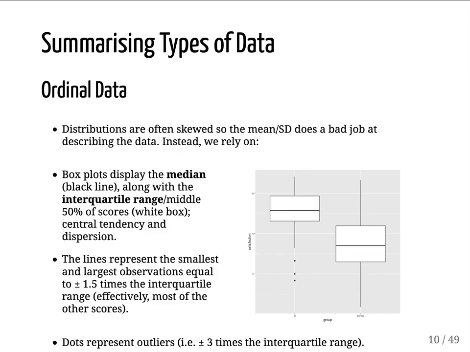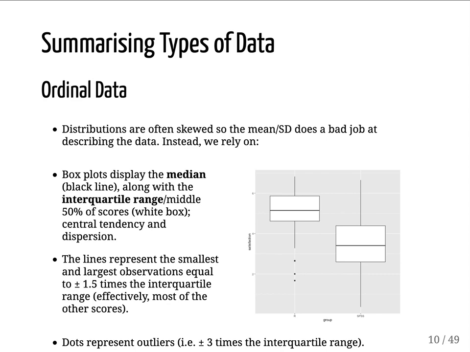Now, a nice way to do this visually is using a box plot. With this box plot, as you can see here, you've got black lines in the middle. That represents the median, so that's where the average scores lie, while the white sections of the box indicate the interquartile range where 50% of the scores lie. So straight away we've got a measure of central tendency and a measure of dispersion.